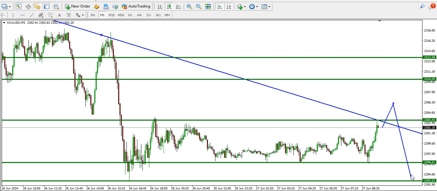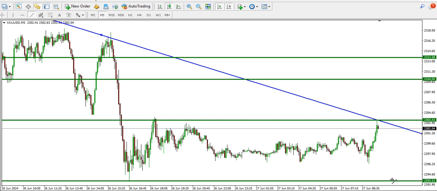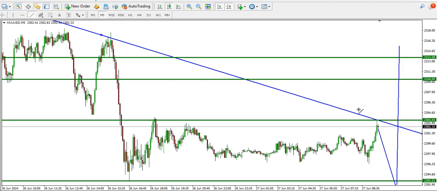Alright? And on the other hand, if we have a break to the downside, we may also experience another liquidity grab where price clears all the stop losses of the buyers and then possibly starts shooting up. So either way, price is going to go in one direction.